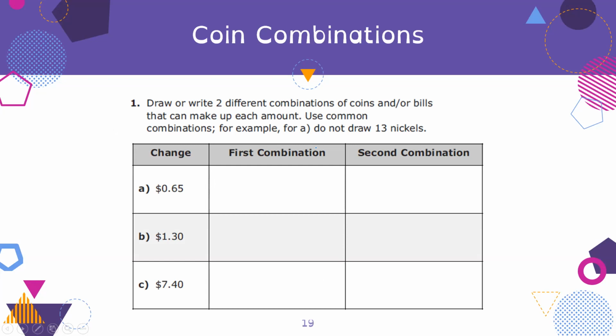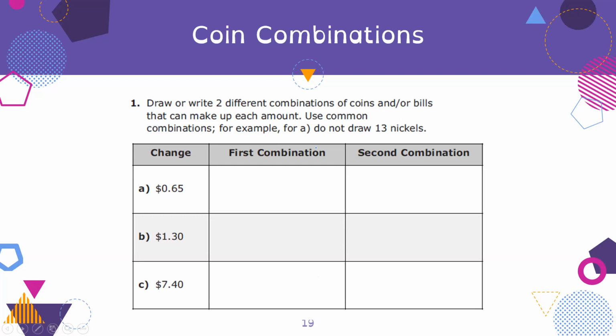Okay, so let's also talk about coin combinations and how we can make the same value of money using different types of coins. So we have a question here that says, draw or write two different combinations of coins and or bills that make up each amount. Use common combinations. For example, for the first question, A, it's 65 cents. So it says not to draw 13 nickels. Yes, you could do 13 nickels. That would be 65 cents. But most of the time, you're probably not going to do that many coins.